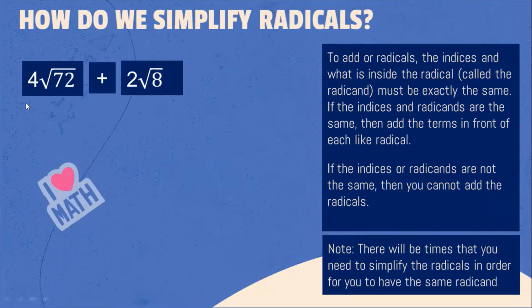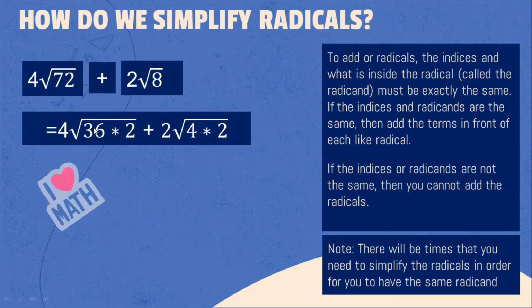Next one. 4 the square root of 72 plus 2 the square root of 8. We have the same indices, but we do not have the same radicand. But the square root of 72 and the square root of 8 can be simplified by looking for a factor, and one of the factors must be a perfect square. What are the factors of 72, and which one is a perfect square? And what are the factors of 8? One of them should be a perfect square.